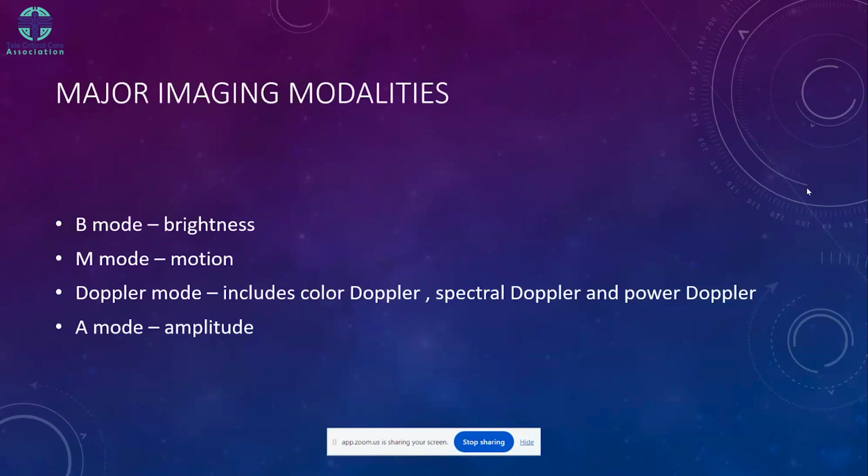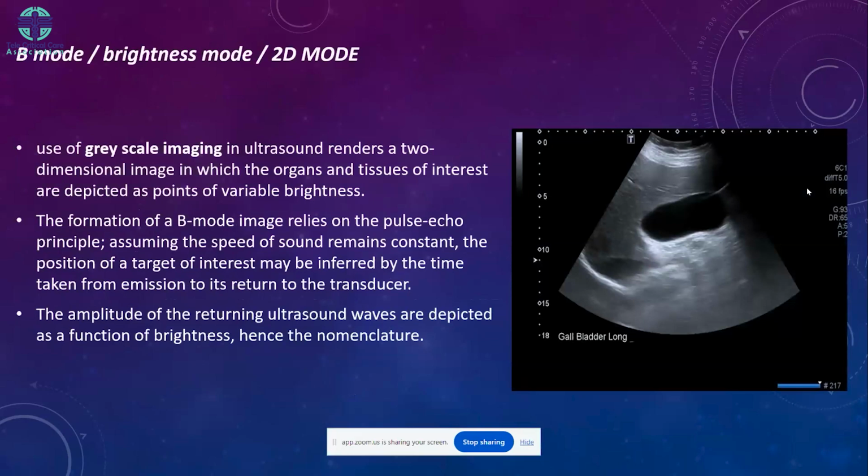What is this B mode? B is basically denoting a brightness mode. It is also called a 2D mode. So basically, it uses grayscale imaging in an ultrasound to render a two-dimensional image in which the organs and tissues of interest will be depicted as points of variable brightness, which are termed as isoechoic, anechoic, hyperechoic, or hypoechoic.